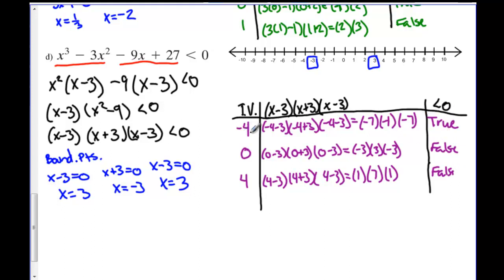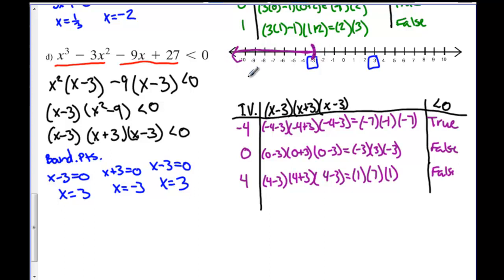So we only had one interval that works, and it was whenever we plugged in that negative 4. So we know this is the interval where it works. Does the negative 3 get a bracket or a parenthesis? It's going to get a parenthesis because there's no or equal.